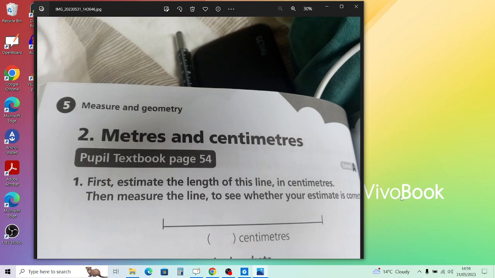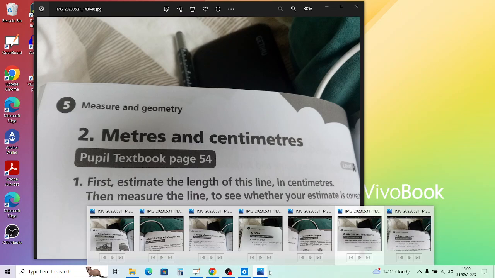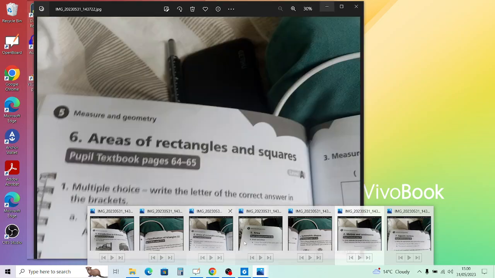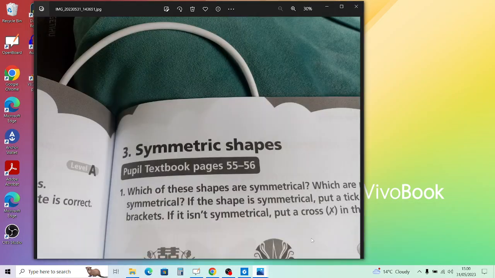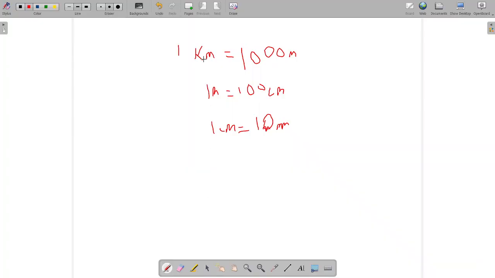And question part 3, symmetrical shapes. So these are to do with symmetry. Where are we? Here. Okay, so symmetrical shapes. Which are symmetrical, which are not symmetrical. So symmetrical shapes are those which look identical to each other when they have a line of symmetry through them.